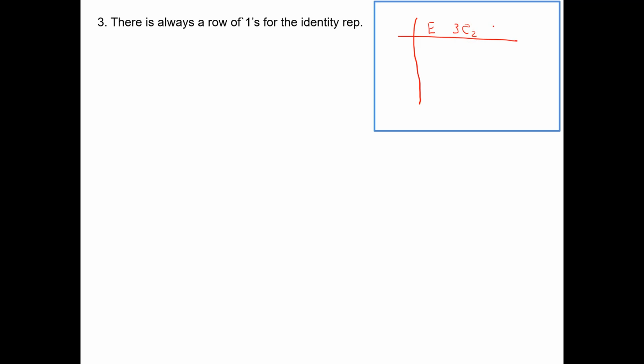This is the character table that we are building. Gamma 1, gamma 1 prime, gamma 2. This is always a row of ones for the one-dimensional, the identity representation. The fourth property we can use is this one. The first column is always the dimensionality of the irreducible representations.